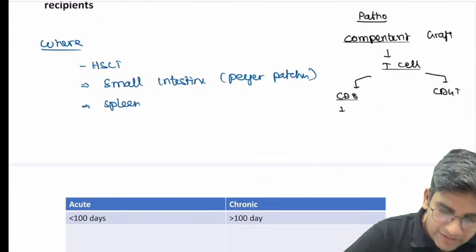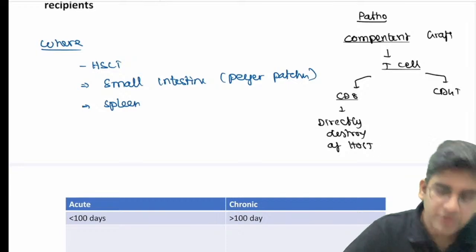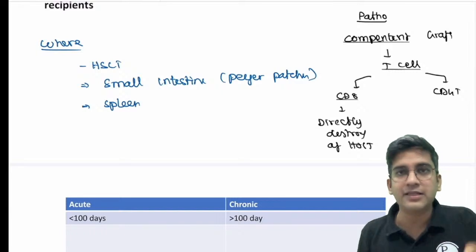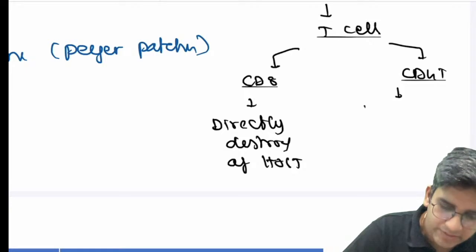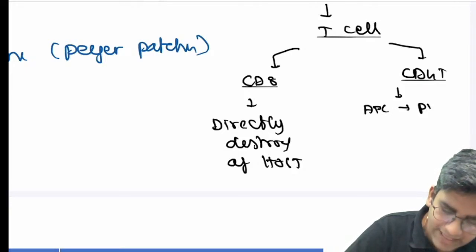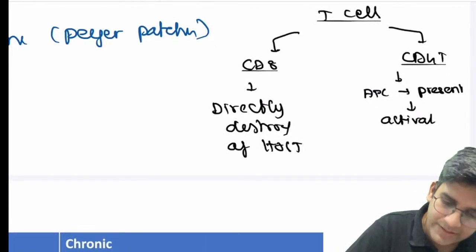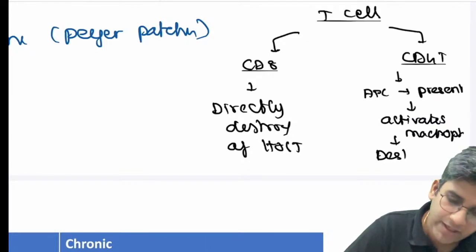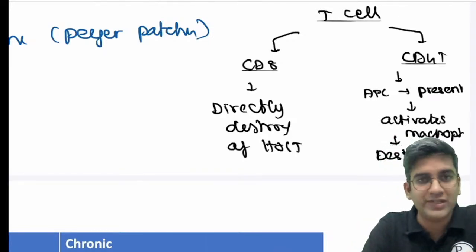So CD8 will directly destroy cells of the host because the host MHC and the graft's MHC will not match unless it's an identical twin, right? It will not match, so they'll directly destroy. CD4, the same way. The antigen presenting cells will have to present the antigen. Once it presents the antigen, it will recognize them and activate macrophages. Once it activates macrophages, it will slowly destroy. This also will destroy. Again, because my HLA and the donor's HLA is not the same, and the graft is more powerful, the host is weak. This is what happens, right?